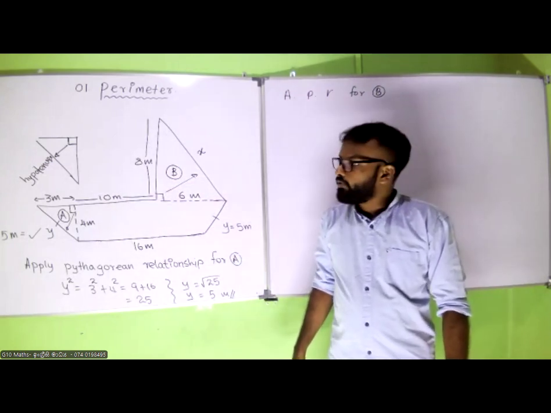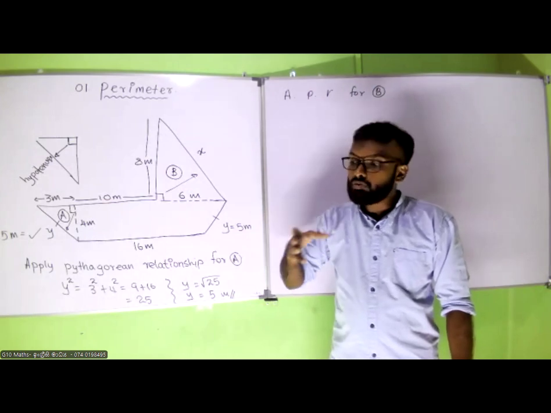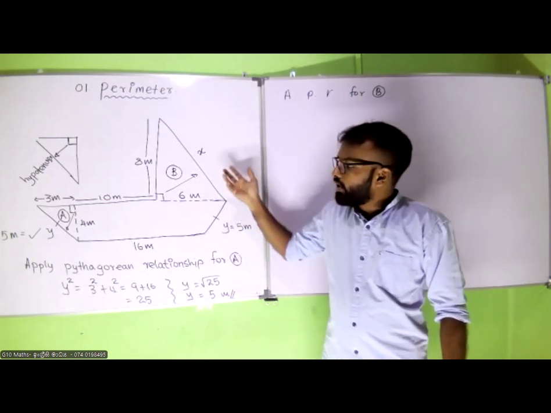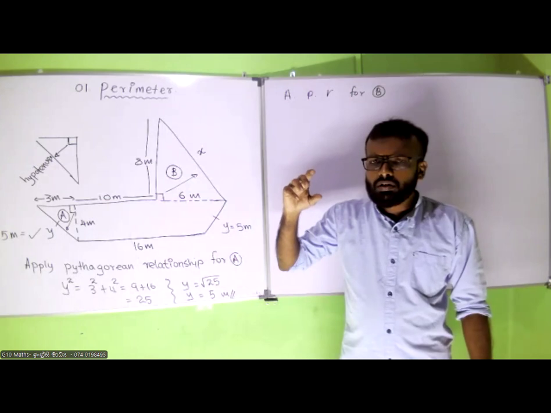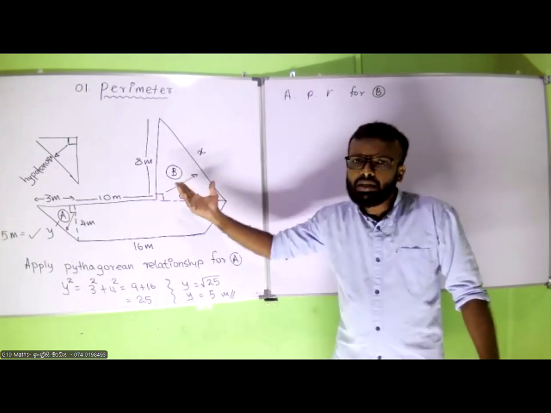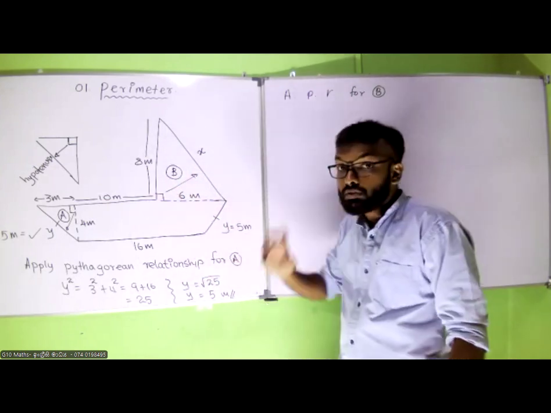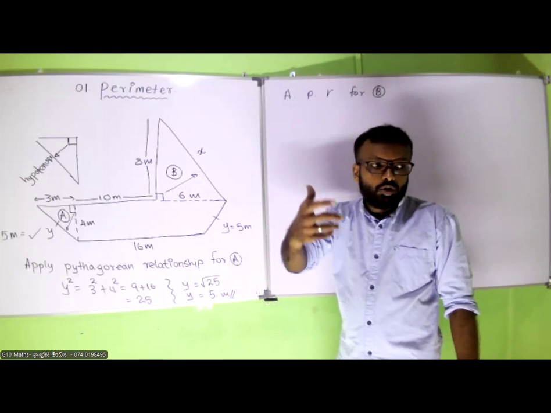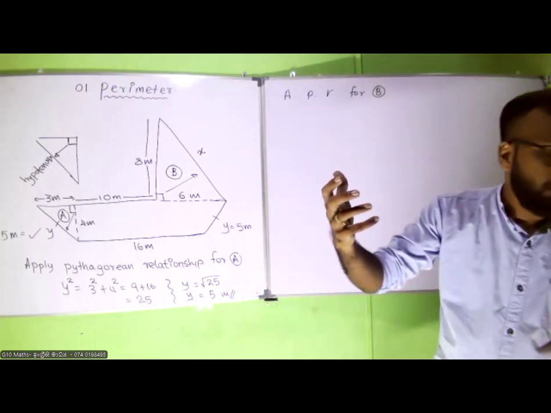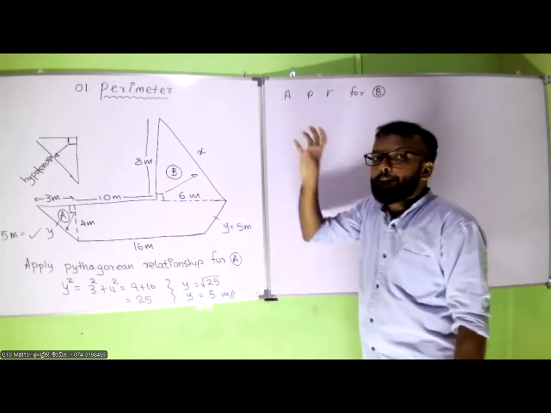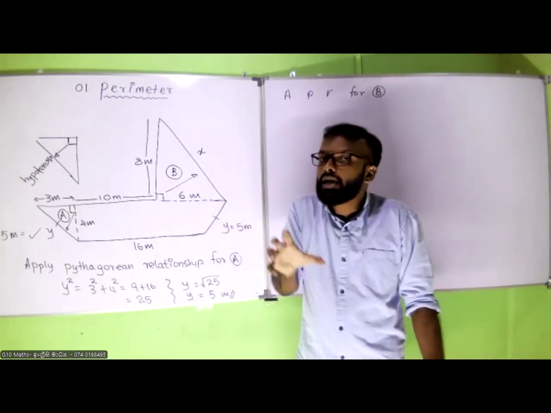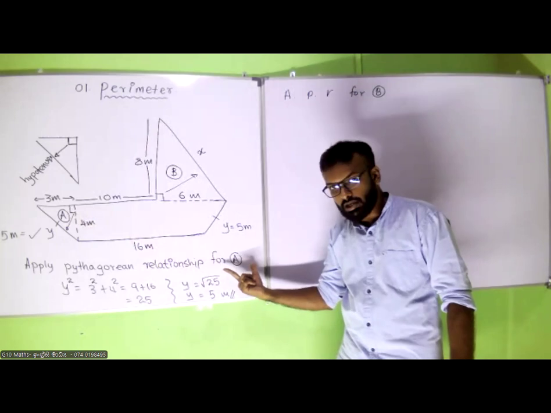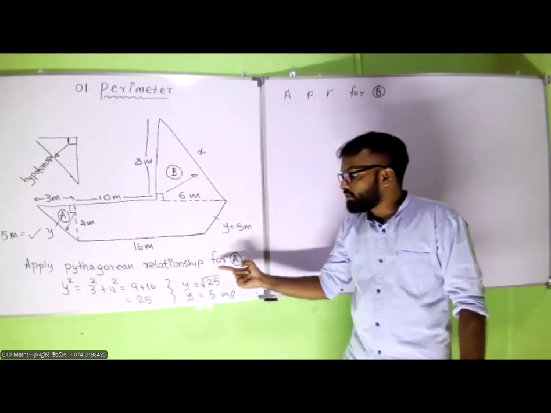If you have a figure given in the paper and you have to draw it again in the paper, then you can use representation marks like A, B, and so on and so forth. It is for your easiness. And you have to let the examiner know that I am applying this relationship for this B, for this A, like this. Apply Pythagorean relationship for A.